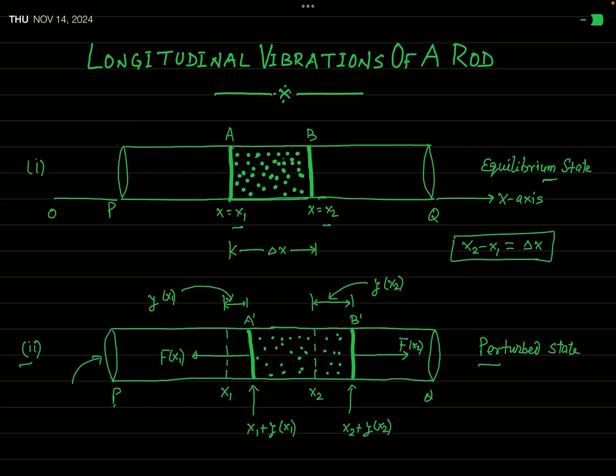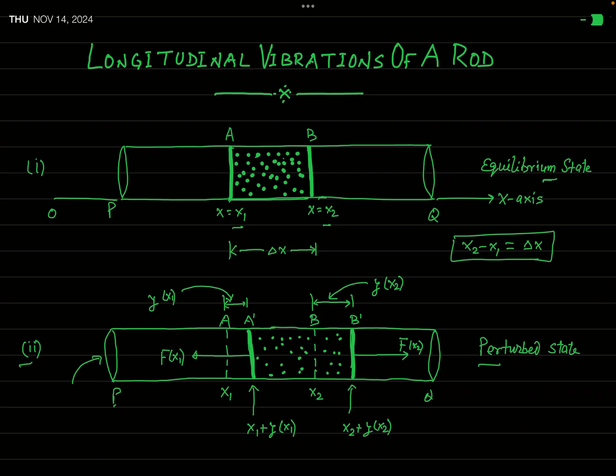But when you exert a force longitudinally, the particles of the rod get displaced. We have shown in this figure that the particles at this end A have been displaced to A dash. You can see this figure: this is the position of A, and this has been displaced to A dash. And the particles at position B are displaced to this B dash.